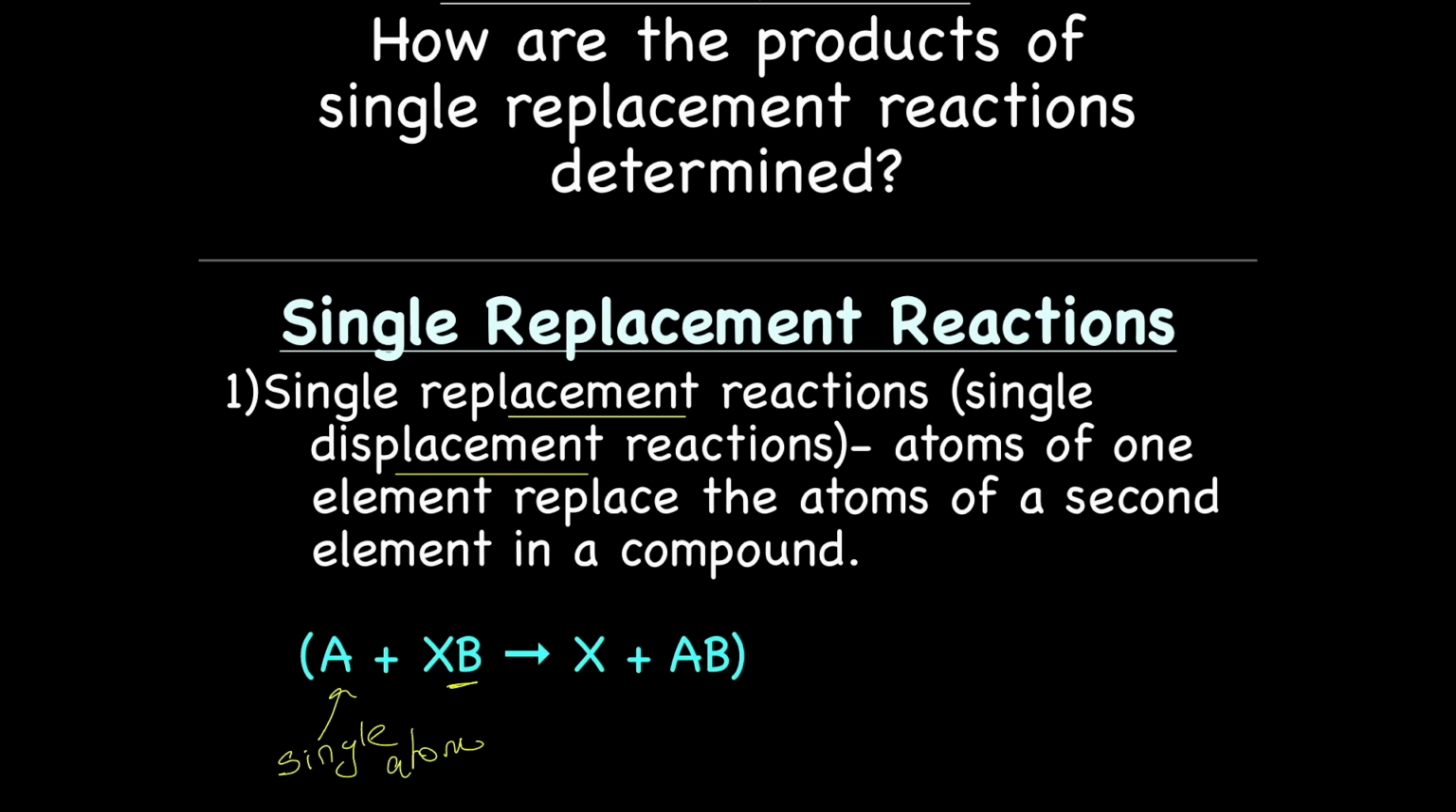Okay, and AB is an ionic compound. And hopefully what you can see happening here is that when you go from the reactant to the product side, the single atom A swaps places with the X in the ionic compound. That's a single replacement reaction. So a single atom replaces or displaces an ion in an ionic compound.